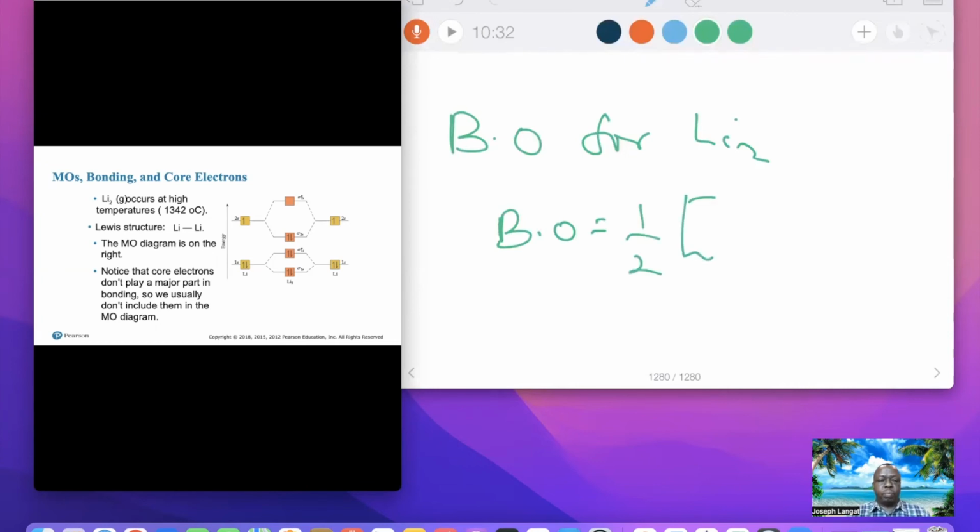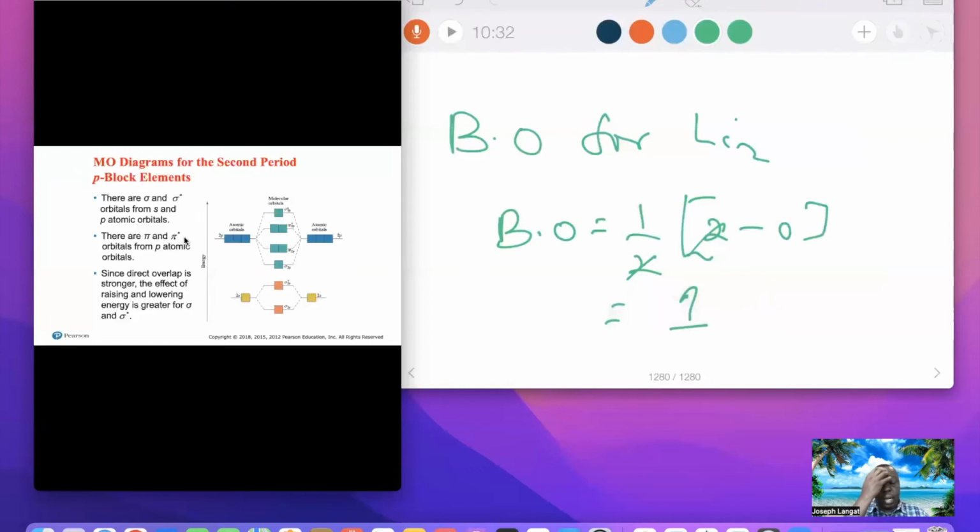Bonding electrons, this and this will cancel out, so it's going to be 2 minus 0, and then we end up with 1. So there's a bond order of 1, which we know Li2 really exists. Where the 2 is coming from, this and this will cancel out. All we have to account for is the outermost shell, which is 2. The 2 we have here, we don't have any antibonding electron.